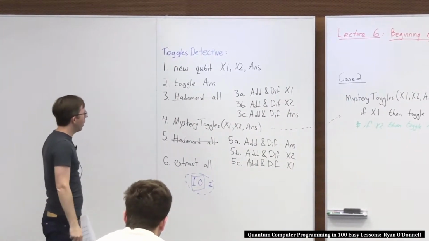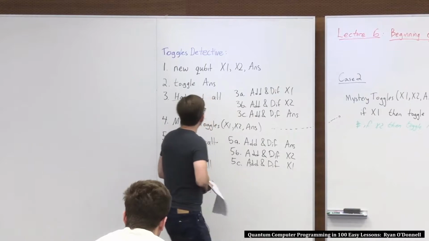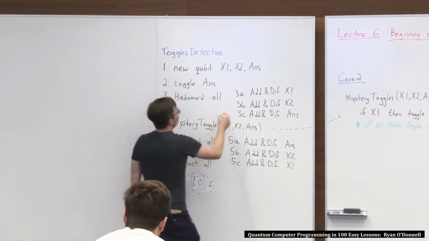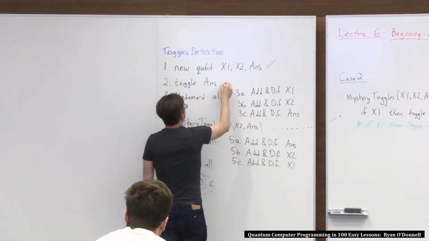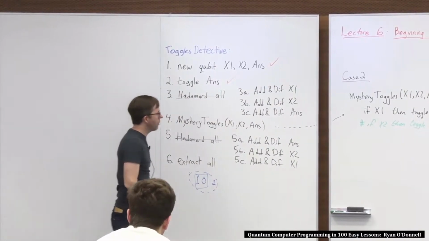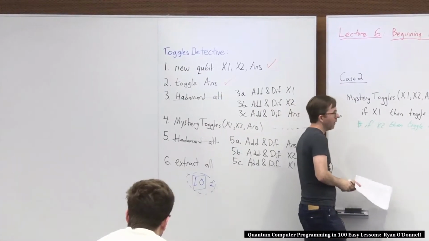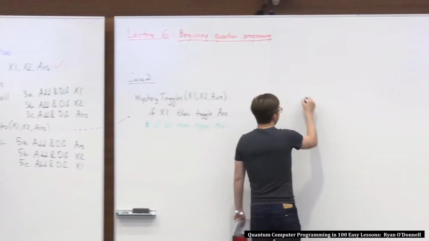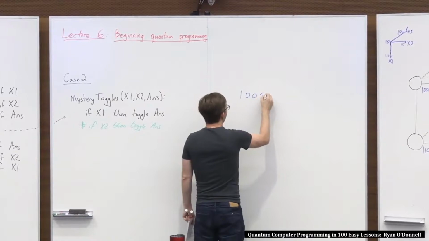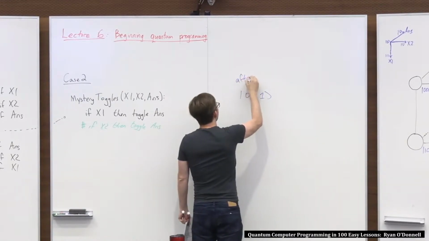Okay, so let's just trace through this thing step by step. So we make these 3 qubits, and then we toggle the answer qubit. So at this point, after line 2, what is the state? After line 2, the state is just 0, 0, 1.